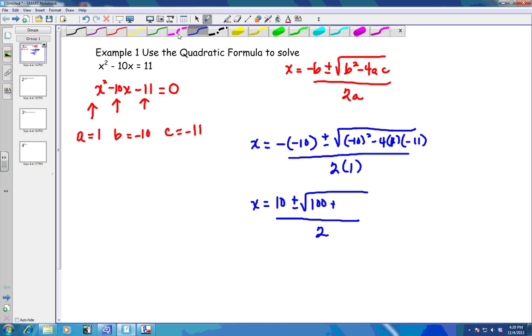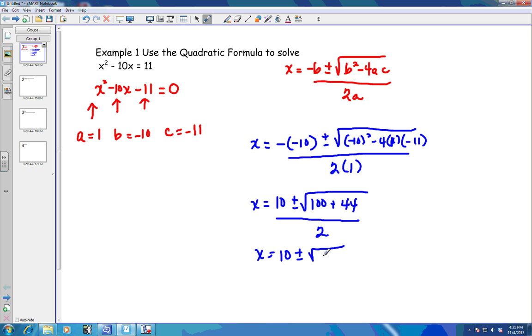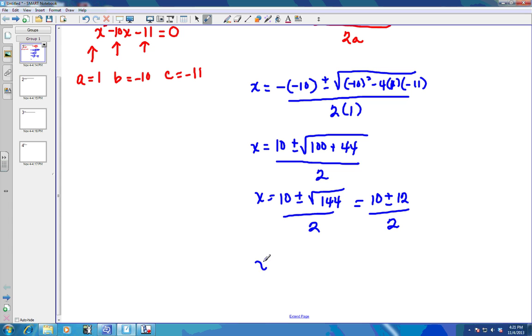Okay, so 44. Now we're going to simplify that. 10 plus or minus the square root of 144 over 2. The square root of 144 is 12, because 12 times 12 is 144, over 2. So now I'm going to have two answers. My two answers will be x equals 10 plus 12 over 2, and then x equals 10 minus 12 over 2.